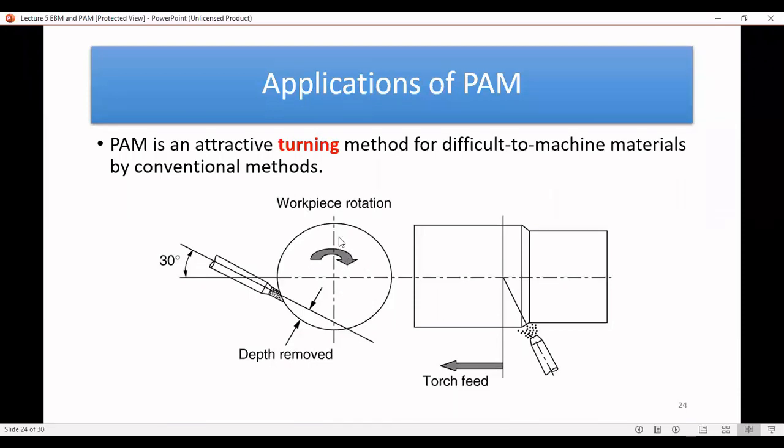So this is a spindle rotating. This is the PAM torch, and you can move it down to reduce the diameter, so the torch feed is in this way, as this is rotating. You can reduce the diameter of a shaft from this diameter to this diameter. So this is a turning method that can be used with the plasma arc machining process.